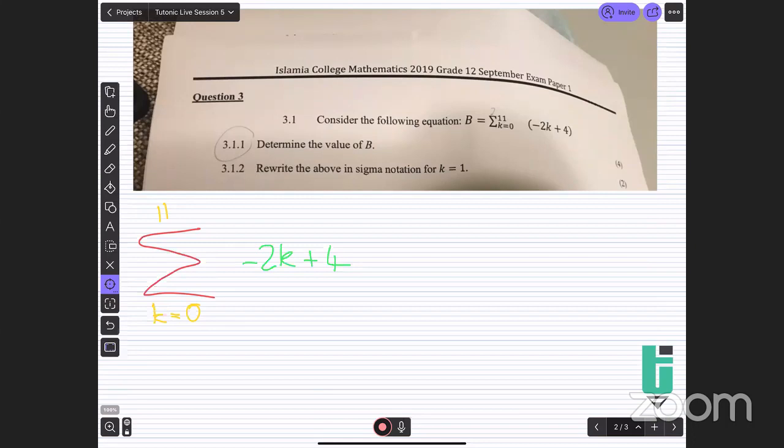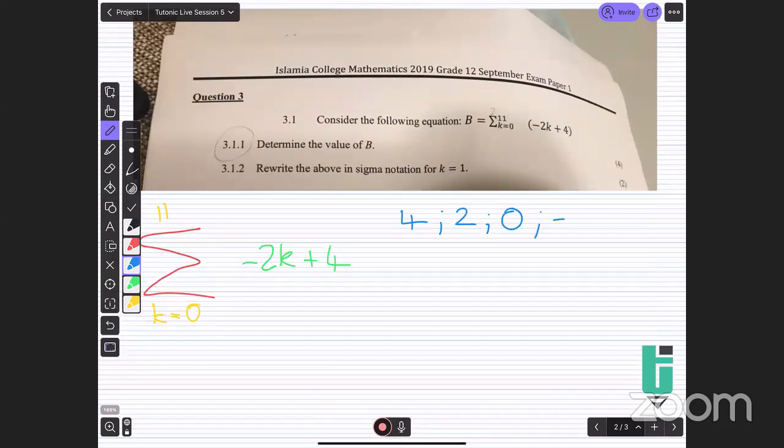What's the first term of this series? It would be 4. How did you do that? You just substitute 0. You start with 0 in place of this k, right? Okay, so the concept is really important. And the next term? 2. 2, right? And the next term? 0. Because what type of series is this?